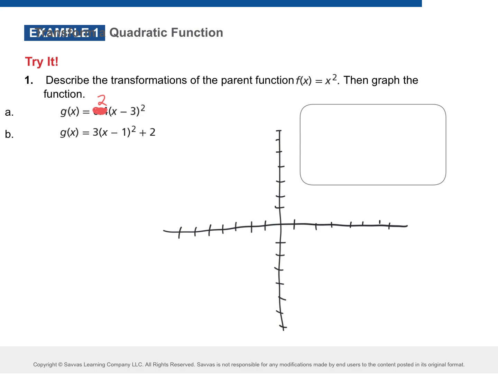So let's label some things. What's my a value? 2. Opening up or opening down? Up, because it's positive. Okay. What is my vertex? 3, 0. Where'd you get the 0 from? Because there's no number on the outside. Yep. So my vertex is 3, 0. So go plot that. 3, 0. Puts me about here.